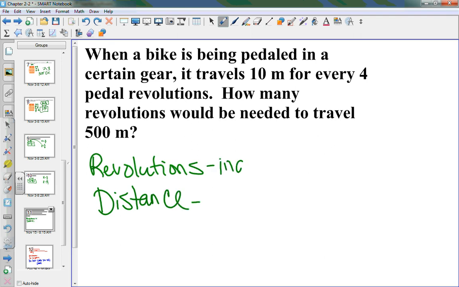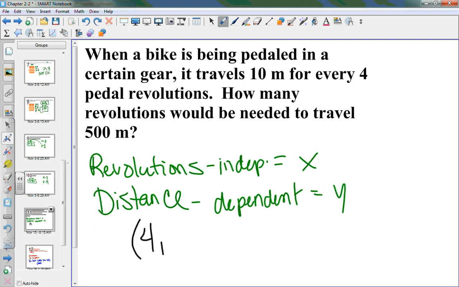My independent is going to be my lovely little revolutions, which means since it's independent, that's my x coordinate. My distance is what's dependent, and that's going to be my y, because my y value depends 100% on whatever x is. Do we understand that? So we have 4 pedal revolutions paired with 10 meters. Do you see the ordered pair?